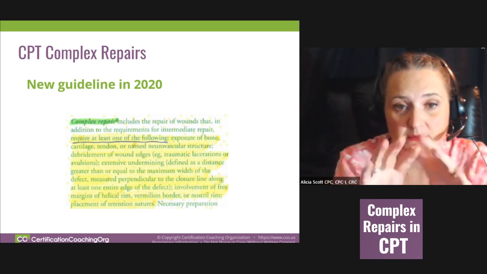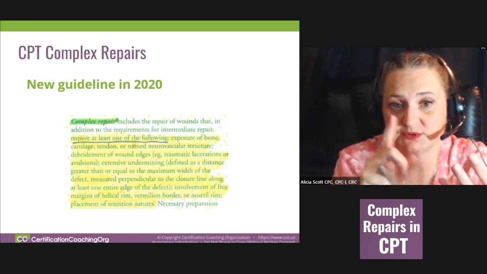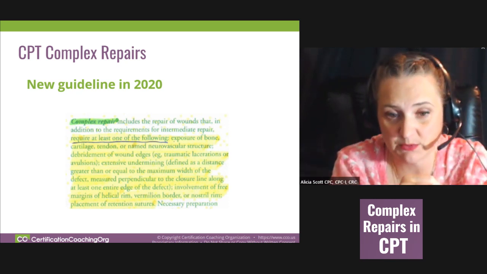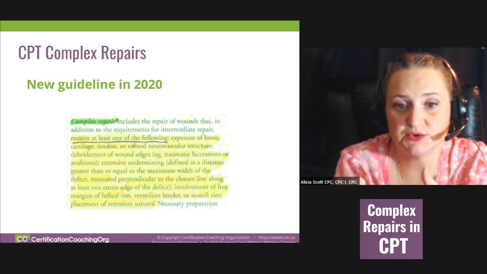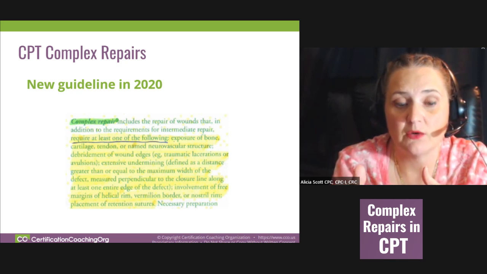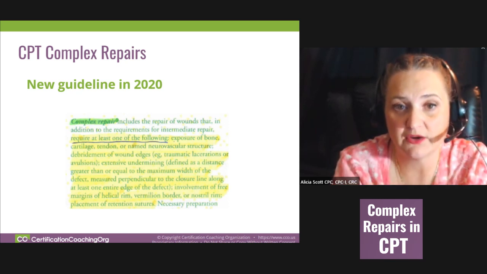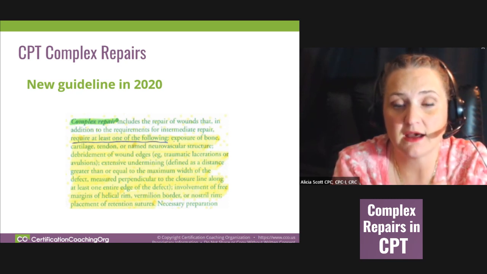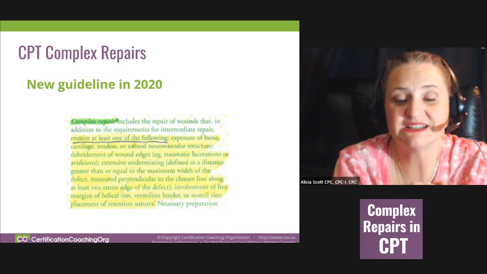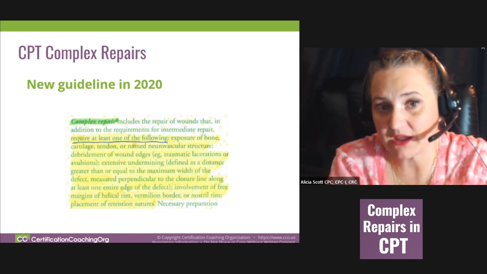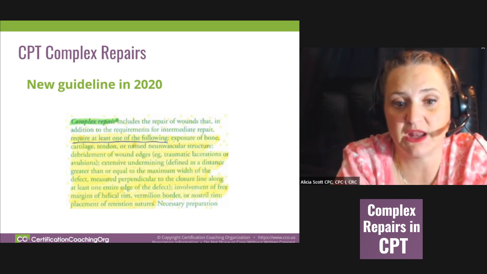So the little area in your CPT manual 2020 for complex repair: highlight complex repair, and make sure it's different between intermediate and simple repair. And then it tells you what is required for a complex repair code. And this is pertinent: it requires at least one of the following. This is what changed for 2020.